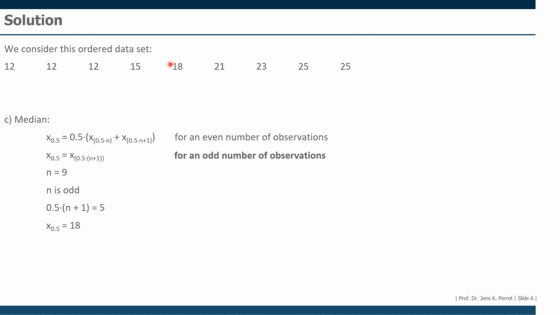If we look closely, we see there are 4 on the left and 4 on the right. So it's the value exactly in the middle. And that's always the case if you have an odd number of observations. That's the value in the middle, which gives you the median. So here it's 18, and we're finished with part C. So we can continue with the final part on the arithmetic mean.